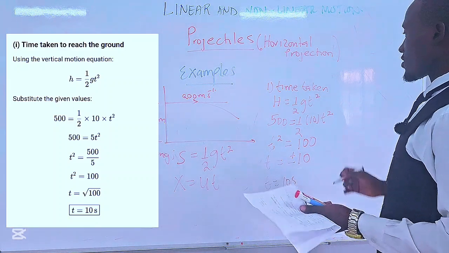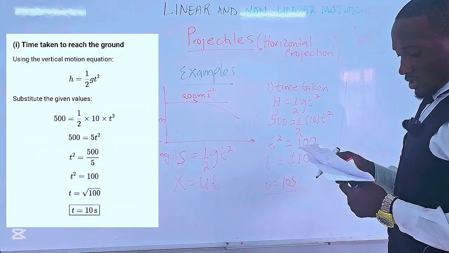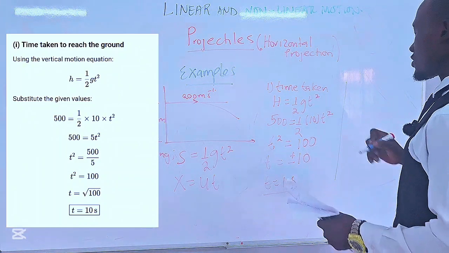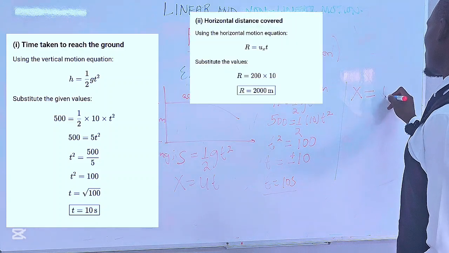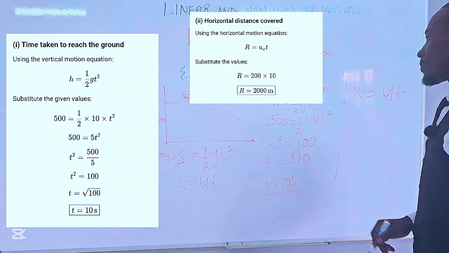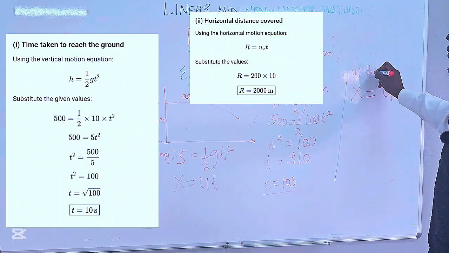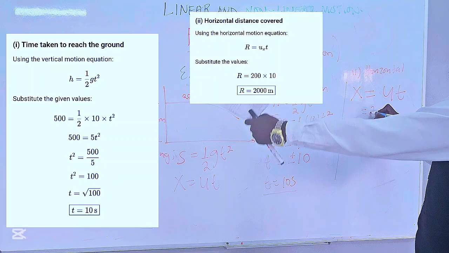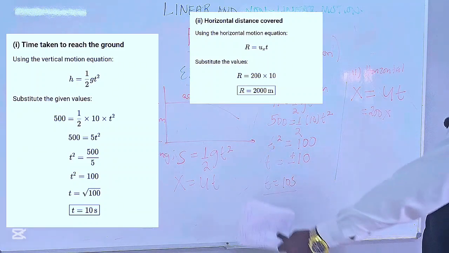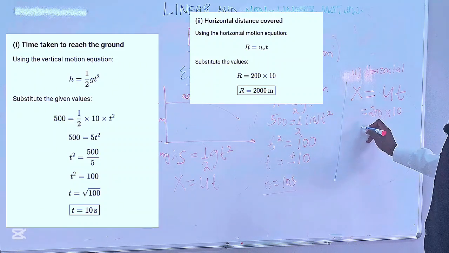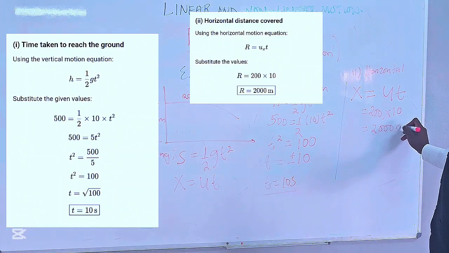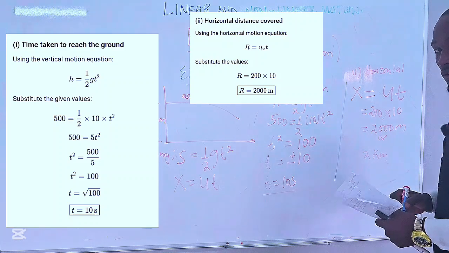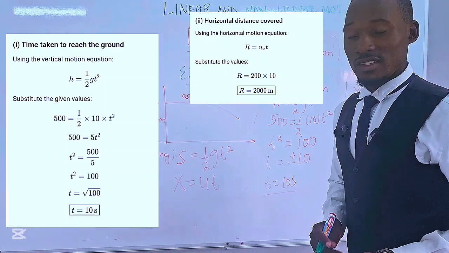Then they also want us to calculate the horizontal displacement. So we know that the horizontal displacement x is going to be ut horizontal, which is going to be the initial velocity times the time, which is 10 seconds. This gives us 2000 meters or 2 kilometers. So it traveled 2 kilometers. That's quite a lot.